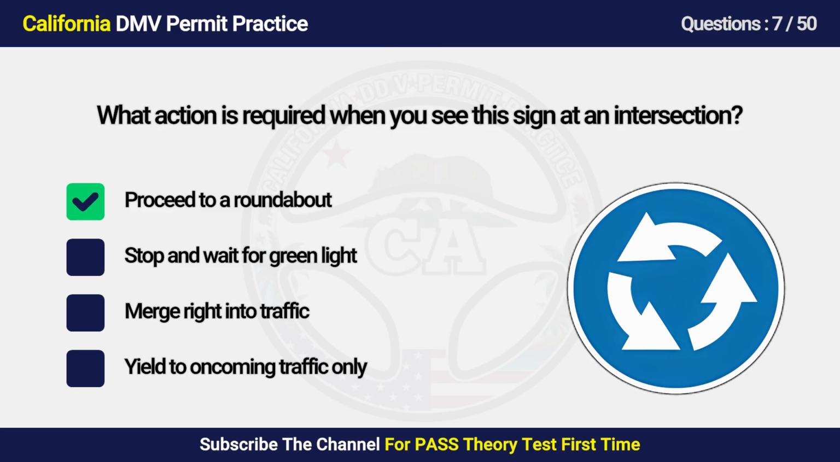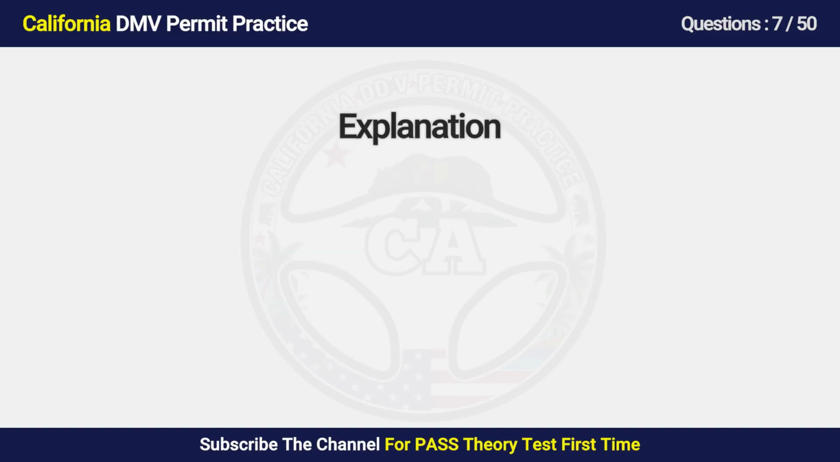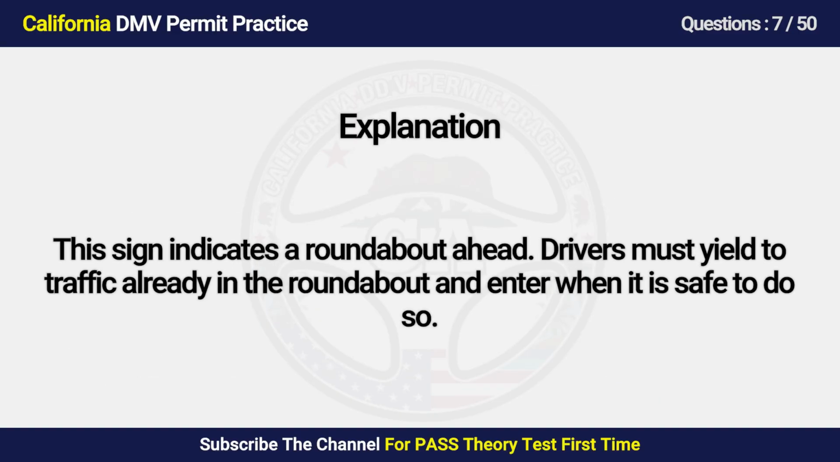Answer is A. Proceed to a roundabout. This sign indicates a roundabout ahead. Drivers must yield to traffic already in the roundabout and enter when it is safe to do so.